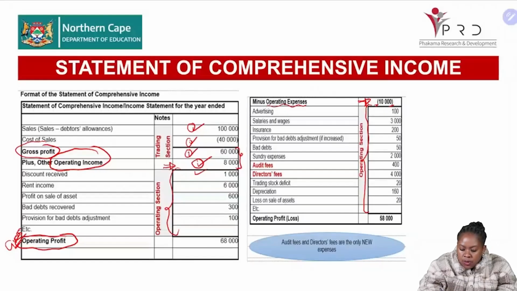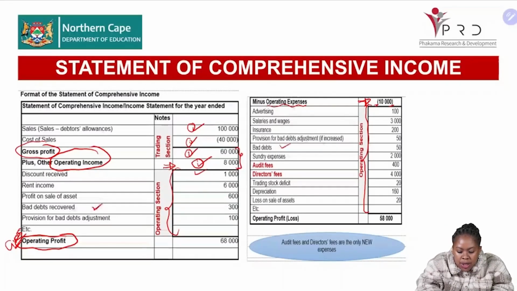And you will see that we've got our bad debts and bad debts recovered. Okay, we've got our trading stock deficit. That's also an expense. And if we have a trading stock surplus, it will be under operating income.